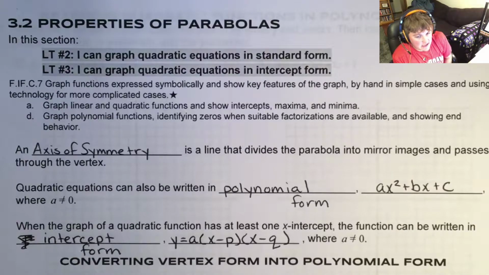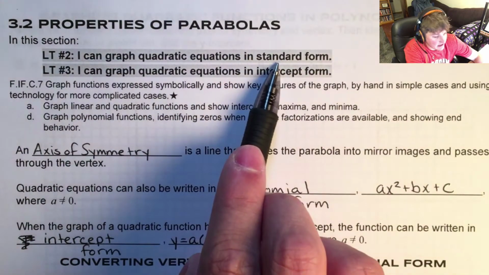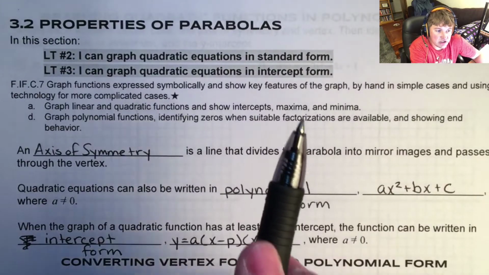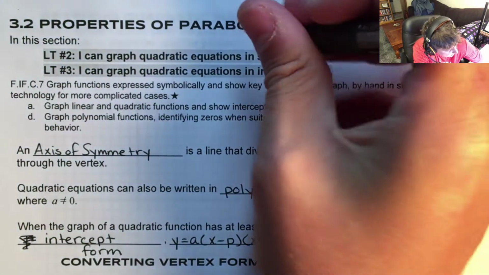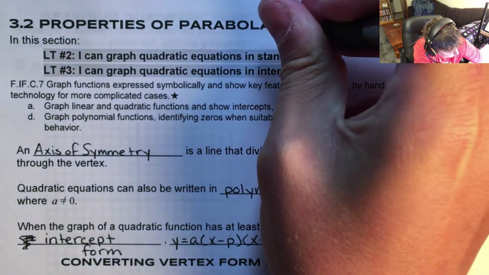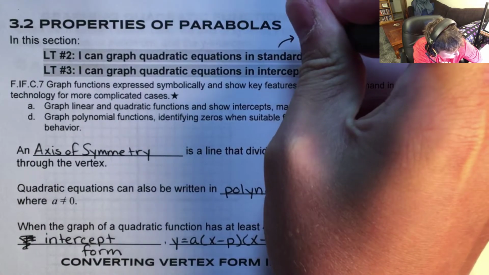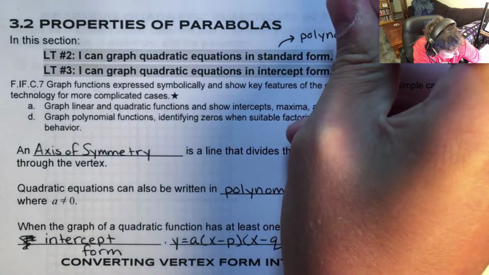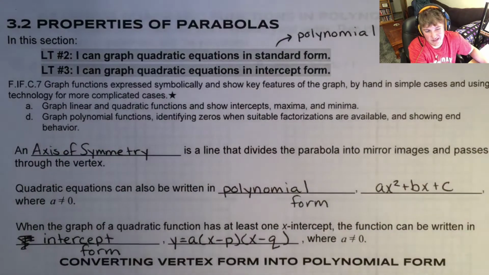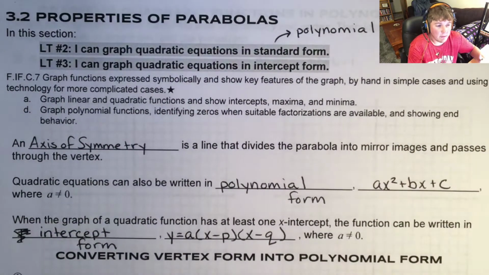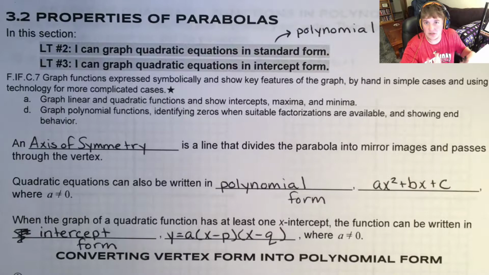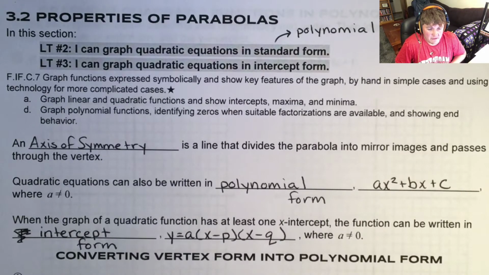The first is that you can graph equations in standard form. You're also going to see standard written as polynomial, which I have written below. They mean the same thing. Standard form, polynomial form. I'll probably use them interchangeably because I'll just use whatever pops in my head, which we'll talk about what that form looks like.